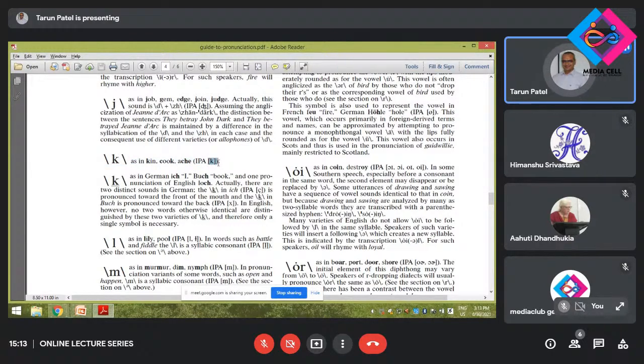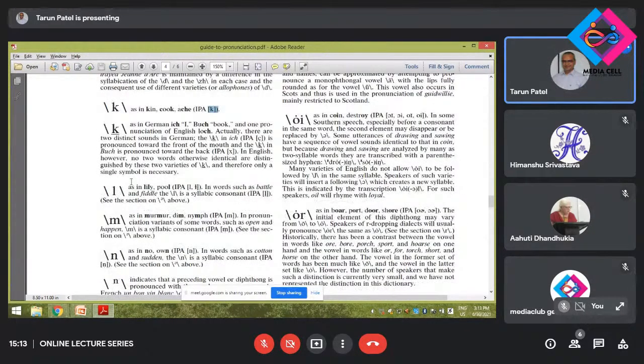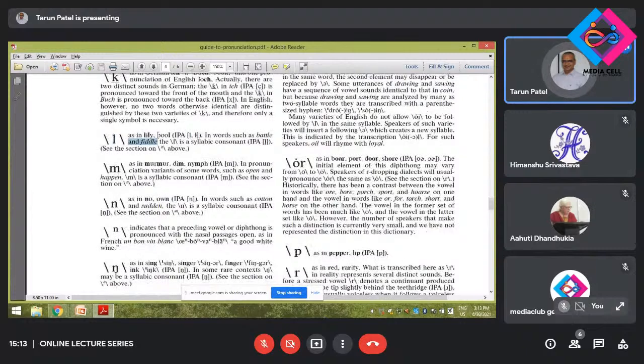So for that we have the symbol k as in k. Similarly, l as in lily or pull, we have the symbol m as in murmur, dim, nim, right? In pronunciation variants of some words such as open and happen, m is a syllabic consonant, right? So we use m. And as a nasal sound, we have n as in no or on. In words such as cotton or sudden, the n is a syllabic consonant.